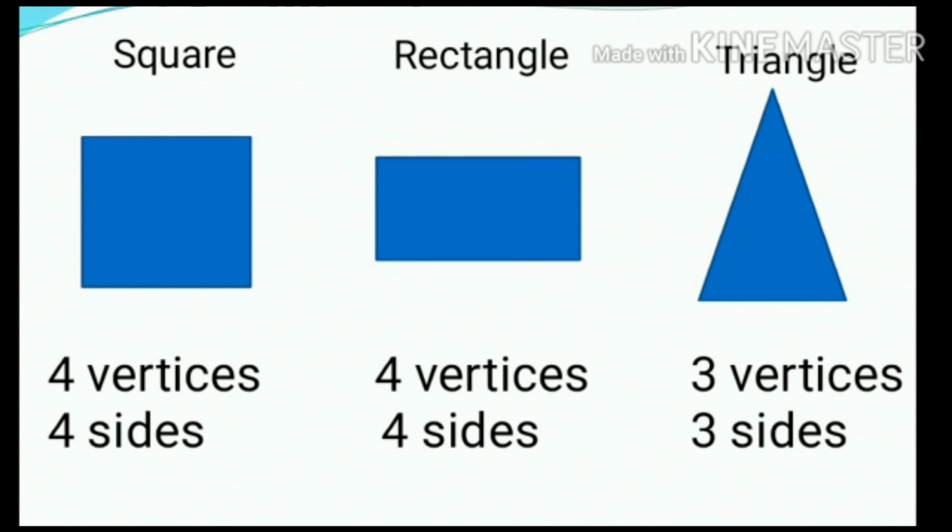Let's have a quick review. A square has 4 vertices and 4 sides. All the sides of square are of equal length. A rectangle has 4 vertices and 4 sides. The opposite sides of the rectangle are of equal length. A triangle has 3 vertices and 3 sides.